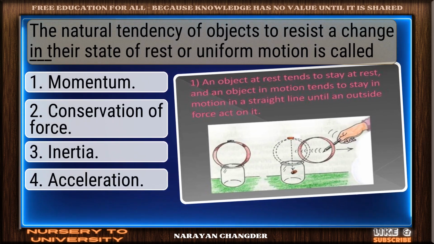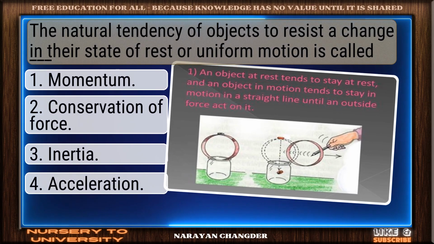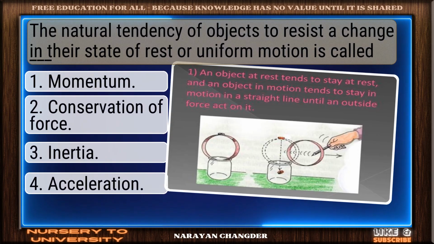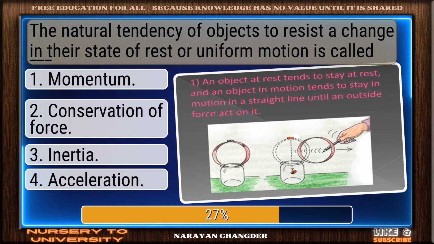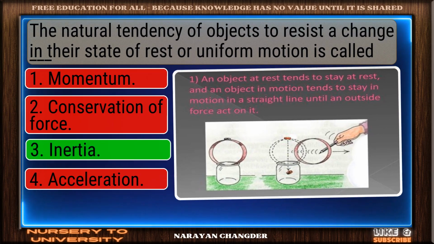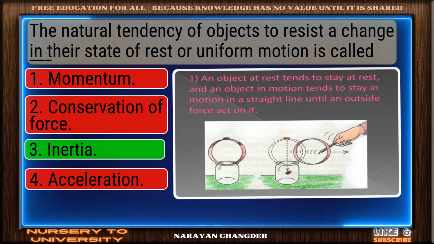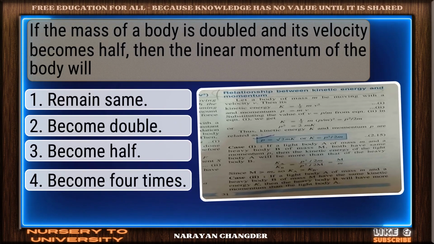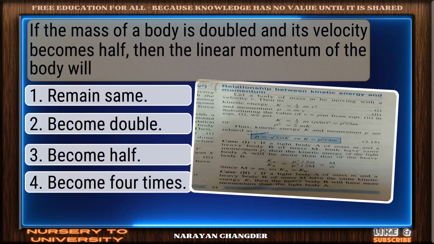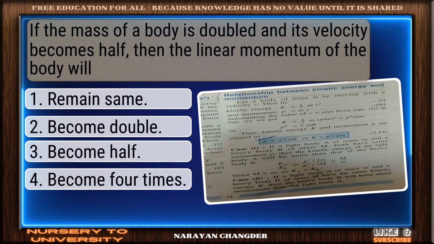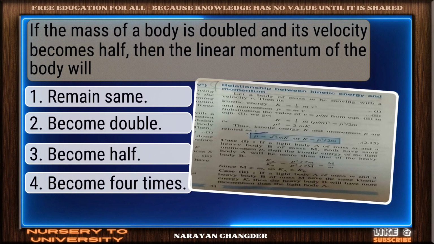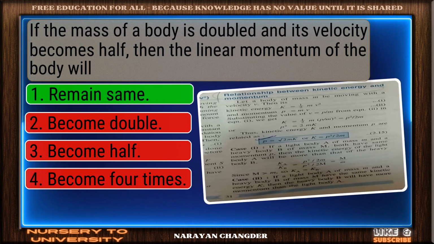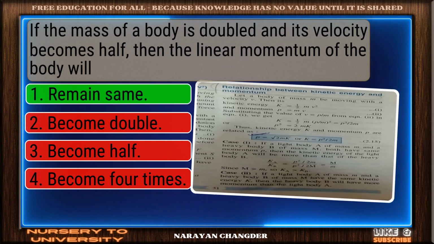Question number 94. The natural tendency of objects to resist a change in their state of rest or uniform motion is called... Exactly. Inertia makes sense and it is the right choice. Question number 95. If the mass of a body is doubled and its velocity becomes half, then the linear momentum of the body will... Valid point. Remain same is true.